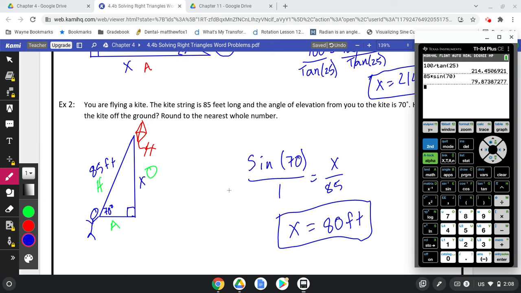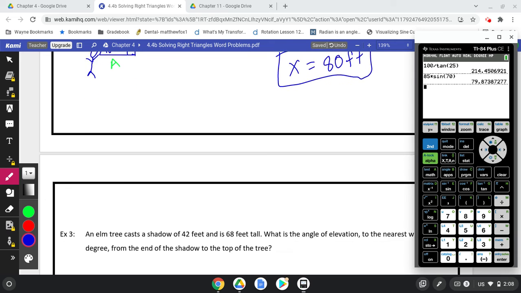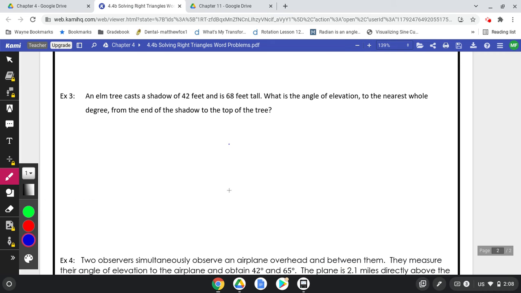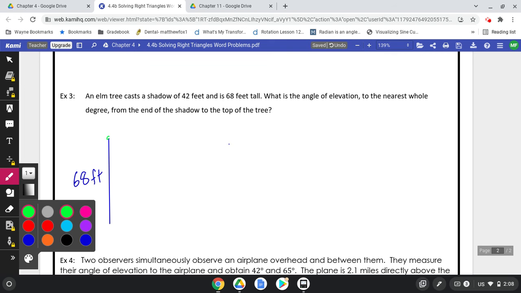All right. Now we got 2 more we're going to solve here. So if we look here at the next one, this is an elm tree that casts a shadow that's 42 feet and is 68 feet tall. So that maybe was worded a little funny. Basically, it's saying we have a tree that is 68 feet tall, and if that tree casts a shadow that is 42 feet long, we want to know what angle of elevation is formed right here.